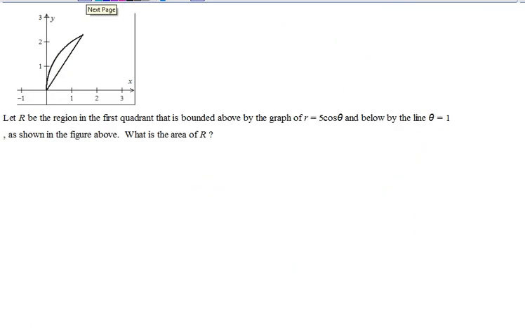Okay, next one, a little bit different. So we've got: let R be the region in the first quadrant bounded above by the graph of r equals cosine theta, and below by the line theta equals 1. So this looks like a normal polar graph. The theta equals 1 is an interesting one, though, because if you have a constant angle, this is 1 radian, it actually produces this straight line right here.